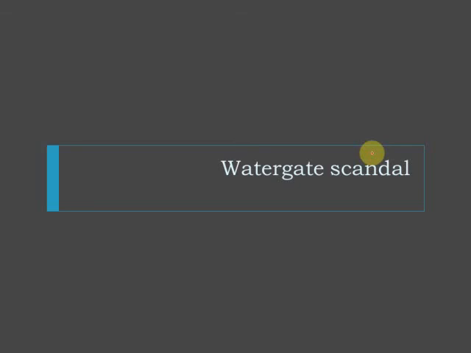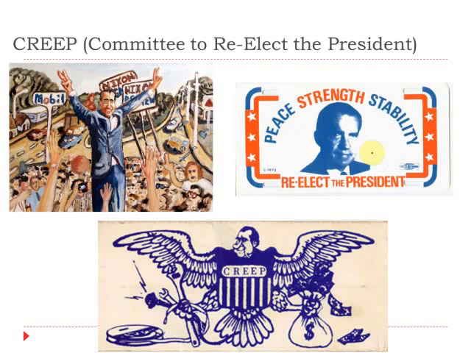The Watergate scandal. Here's the background. When Nixon was running for re-election, he created a committee called the Committee to Re-elect the President, which was abbreviated as CREEP.